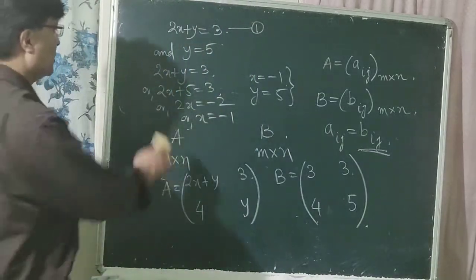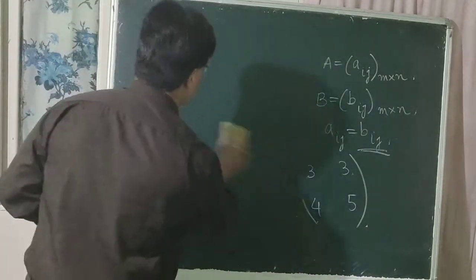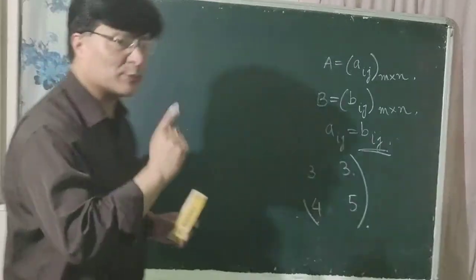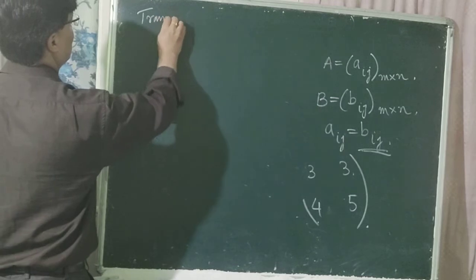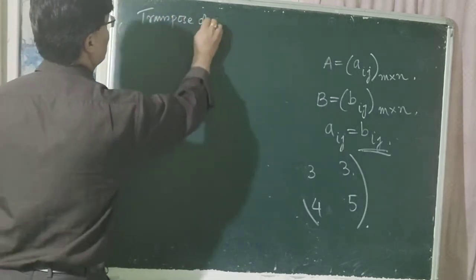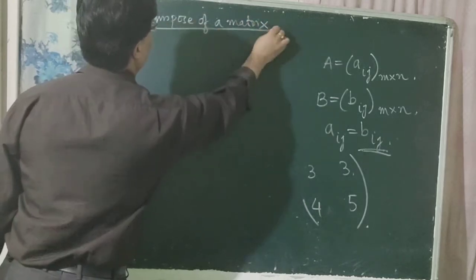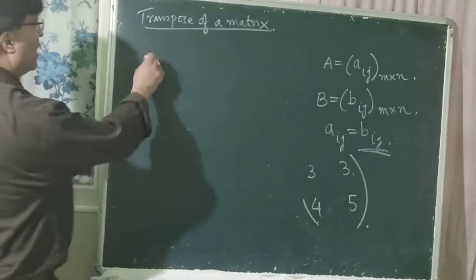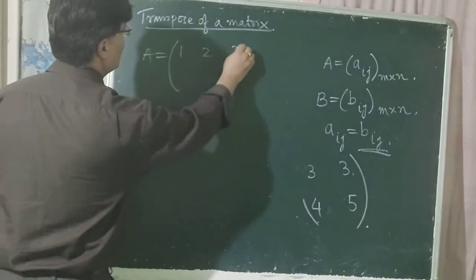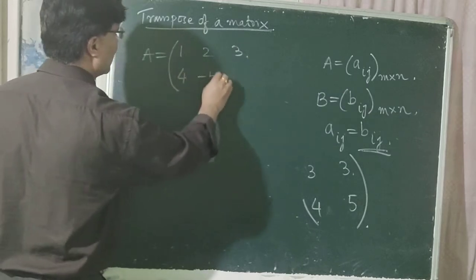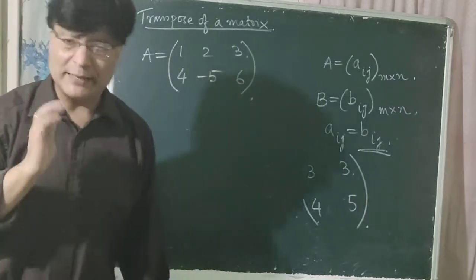So now let us discuss the symmetric matrix. First of all, transpose of a matrix. What do you mean by transpose of a matrix? Suppose you have the matrix A is equal to 1, 2, 3, 4, minus 5 and 6. So what do you mean by transpose of the matrix A?